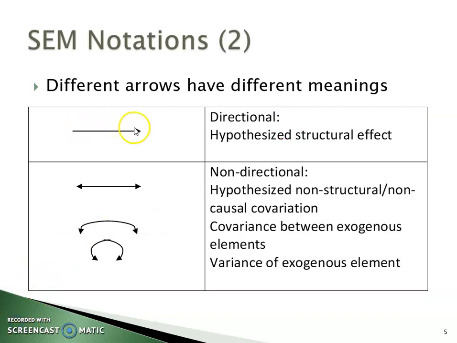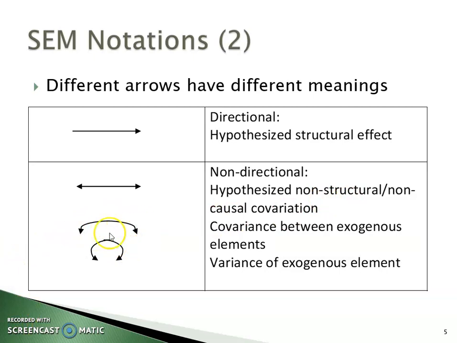The first one is a straight line with an arrowhead at the end. It's called the hypothesized structural effect. It represents the causal relationships between variables or between latent factors. The second type is the so-called non-directional relationship, hypothesized between variables when they have covariations or correlations. You use this kind of non-directional line to represent covariation when you cannot specify, based on the information you have, which variables cause and which ones are the effect.